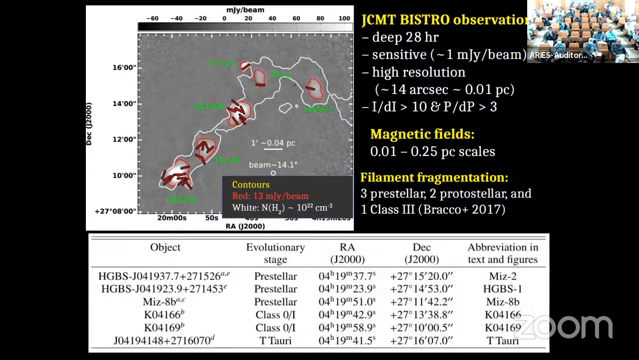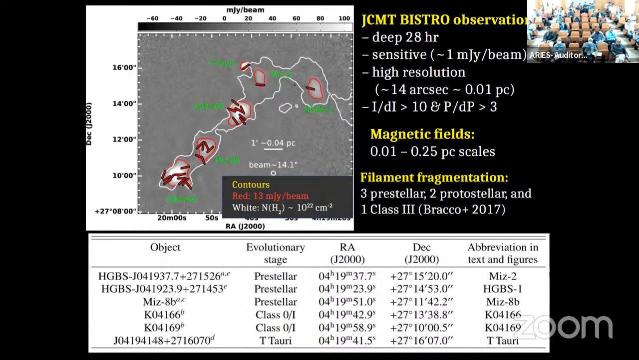And you can see one thing: in one core the magnetic field is oriented this way, and in the other core it is entirely twisted by 90 degrees. And I'd like to highlight that these two cores are progenitors of sun-like stars, Class 0 and Class 1. Their masses are similar, and they are at a similar evolutionary stage.